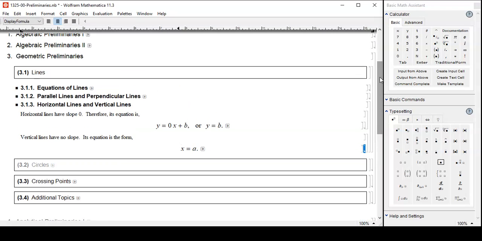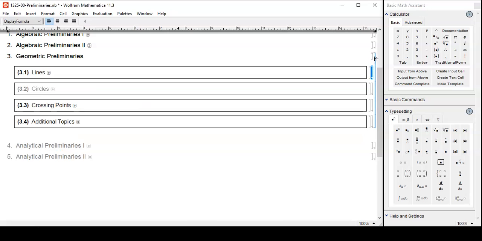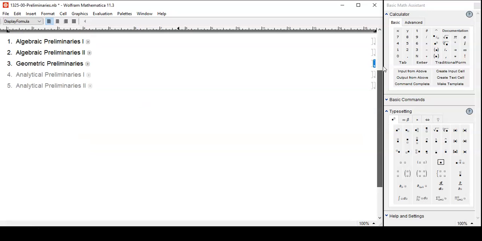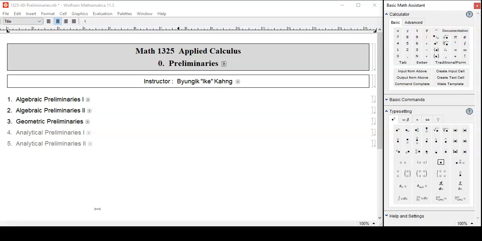Sometimes people get confused here. Horizontal lines do have slopes. That's 0. Vertical lines have undefined slope. They're different. Okay, so much for lines. We'll discuss other subsections in separate videos.